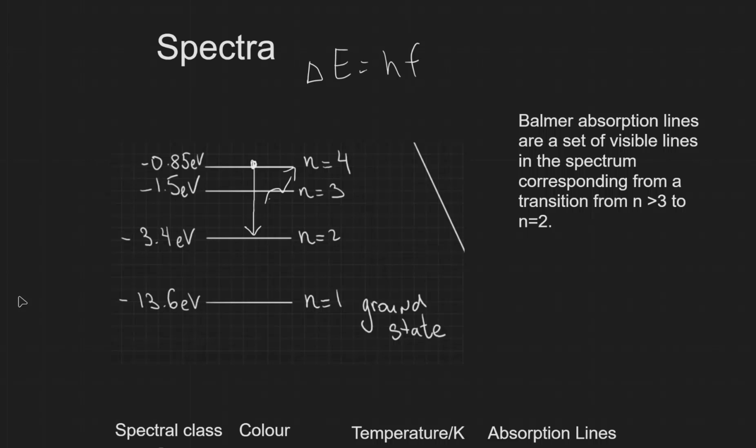Okay, the opposite will happen if a photon is absorbed, and that's how emission and absorption spectra are formed. Now, there's a set of lines which are known as the Balmer absorption lines, and they correspond to a transition from n is equal to or greater than 3 to n is equal to 2. In other words, it will be a set of lines that correspond to n is equal to 4 to n is equal to 2, from n is equal to 3, then from the higher energy levels as well, which I've not drawn here, back down to n is equal to 2.